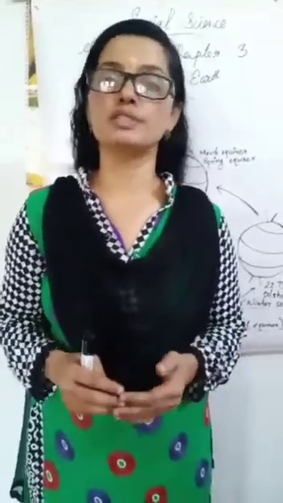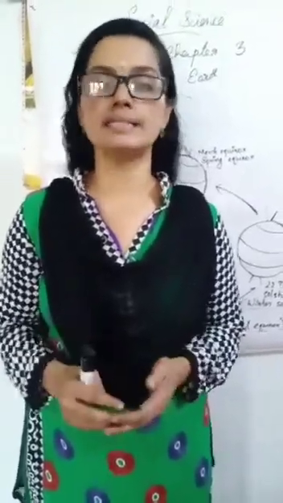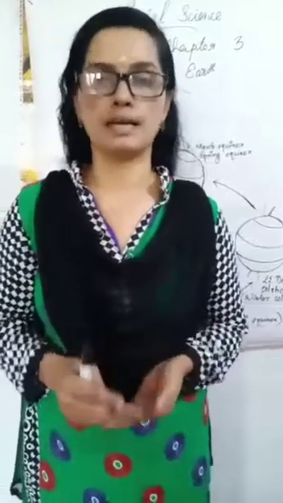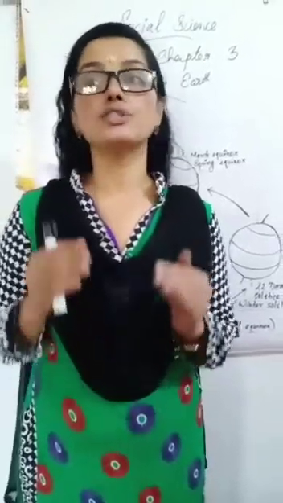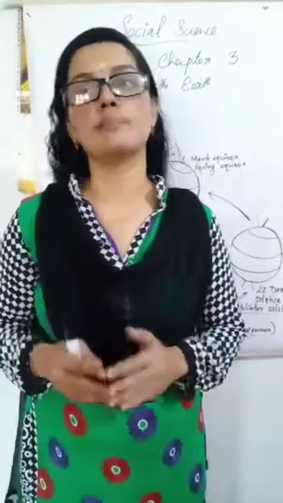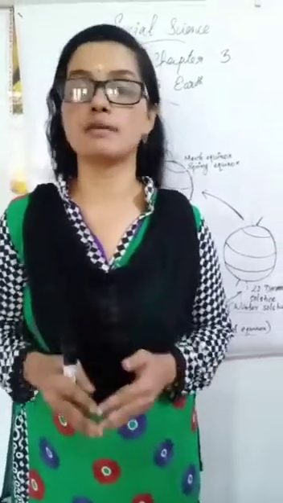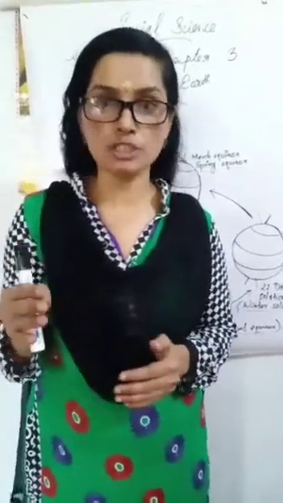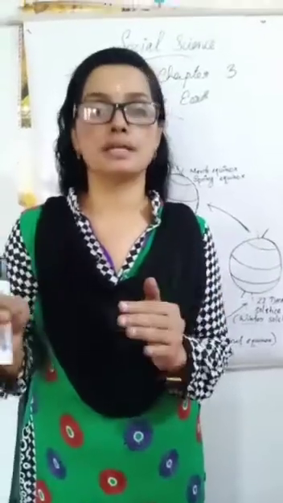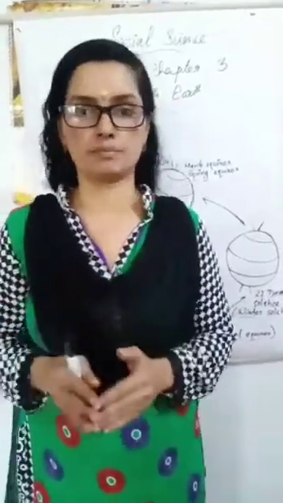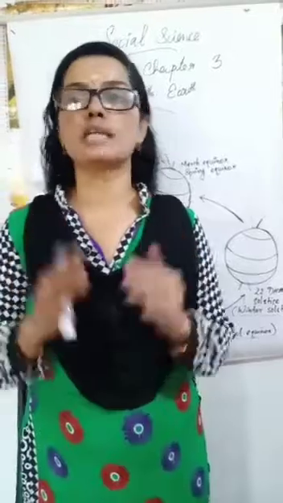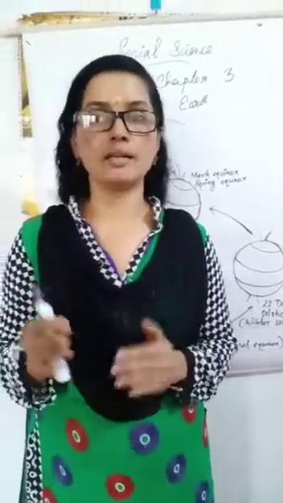Today we are going to study geography. Geography third chapter, the motions of the earth. As you know, the earth has two types of motions, rotation and revolution. What is meant by motion? Motion means the movement of the earth. The earth has two types of motions, rotation and revolution.